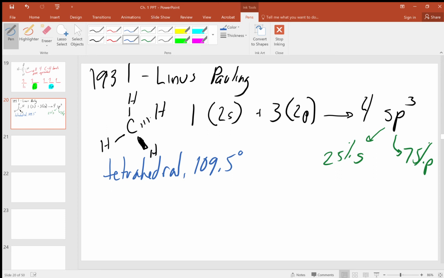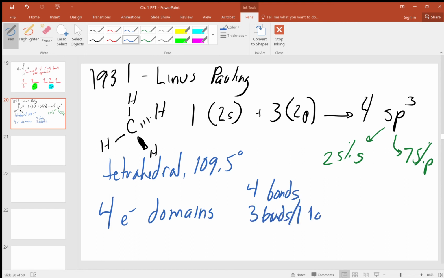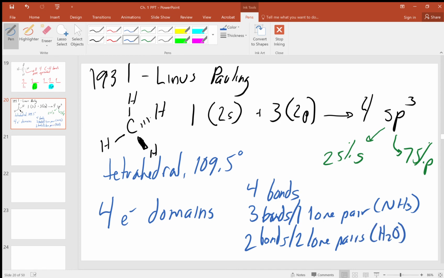And in fact, if you recall from general chemistry when you learned about bond geometry and electron domains, in general, if we have 4 electron domains, whether that's 4 bonds, 3 bonds and 1 lone pair like we often see for nitrogen, for example in ammonia, or 2 bonds and 2 lone pairs like we might see in water, these are always, or I should say almost always, going to be sp3.